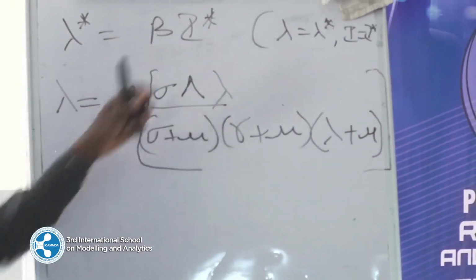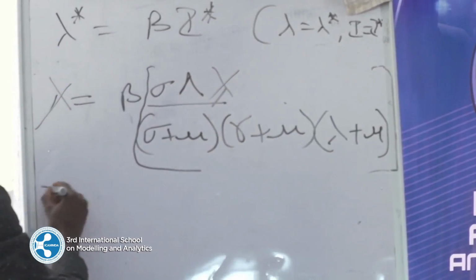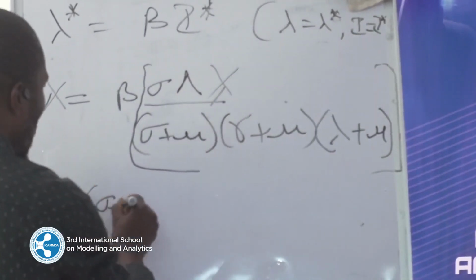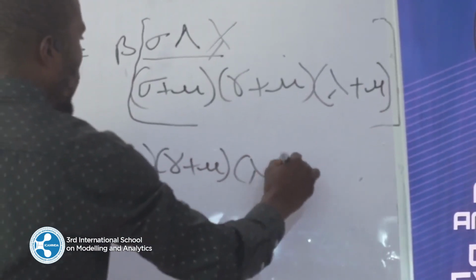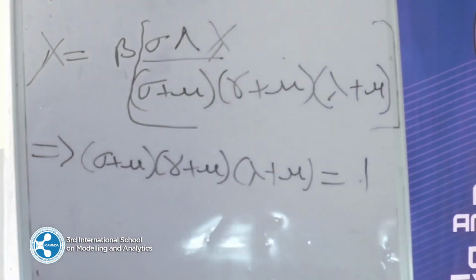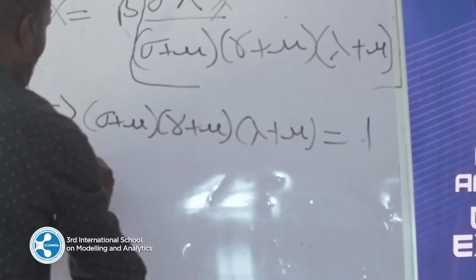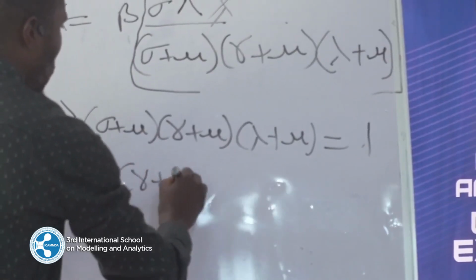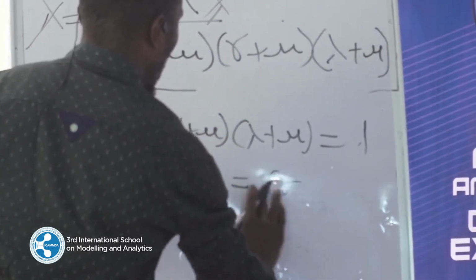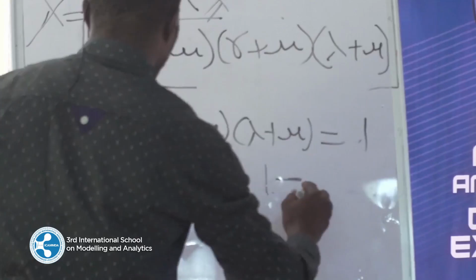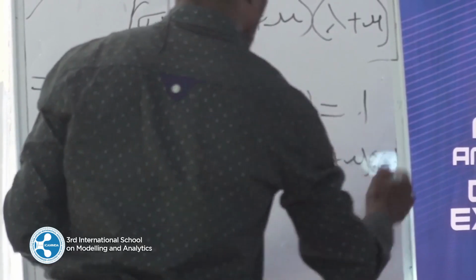If I substitute this here, I have lambda here and I also have lambda here. It will imply that sigma plus mu into gamma plus mu into lambda plus mu is equal to 1. If I have that, I can easily have sigma plus mu into gamma plus mu lambda is equal to 1 minus sigma plus mu and gamma plus mu.